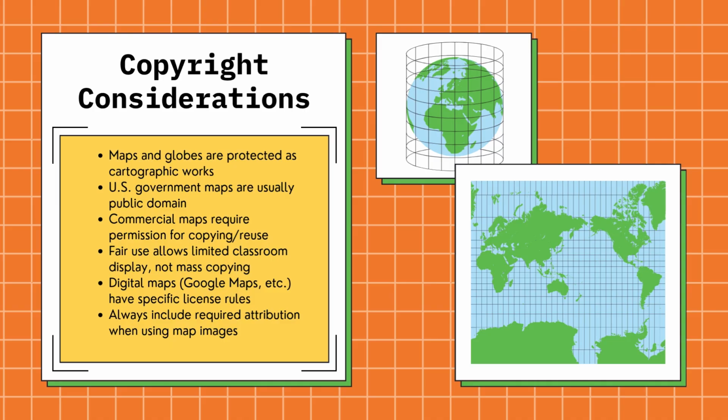Some copyright considerations. Maps count as cartographic works, so they're protected under copyright. US government maps are usually public domain, but most commercial ones are not, so we can't scan or reproduce them without permission. For digital platforms like Google Maps, we have to follow their reuse policies or give proper attributions.